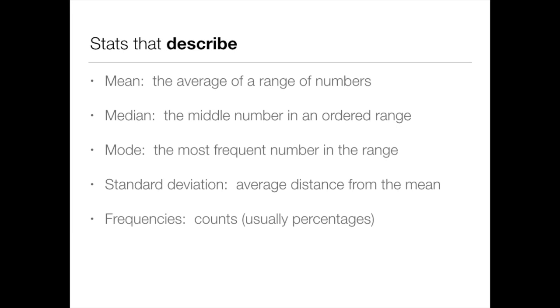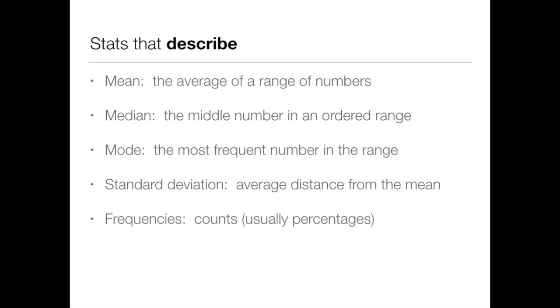Standard deviation is the average distance from the mean. So if you look at the average of a range of numbers, and you calculate the distance from the mean to each data point you have, and then you take the average of that distance, you get the standard deviation. What standard deviation can help you understand is how distributed, how spread out your data set tends to be.